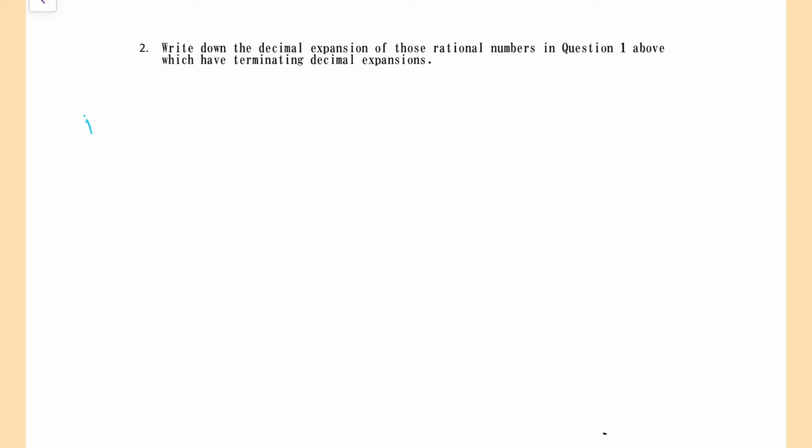Okay, the first question is 13 divided by 3125. The numerator stays as it is, and for the denominator we need to do the prime factorization, right? So 3125 can be written as 5 power 5. This prime factorization I already did for the first bit, so if you want, you can skip back to it.